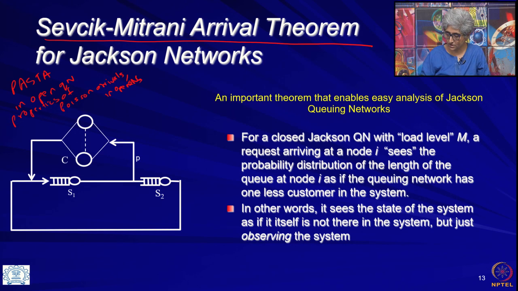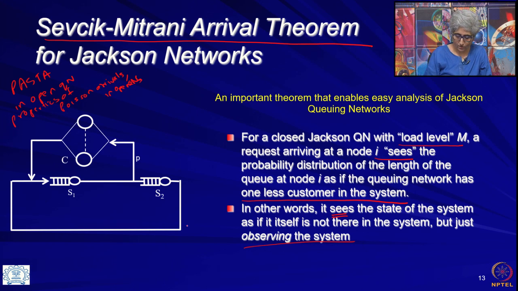Let me just go over what it is. For a closed Jackson queuing network with a load level. Sometimes, by the way, we say load level for this number of clients or number of requests, because it is an indicator of a load in the system. So with a load level of m, a request arriving at node I sees the probability distribution of the length of the queue at node I as if the queuing network has one less customer in the system. In other words, it sees the state of the system as if it itself is not there in the system, but just observing the system.